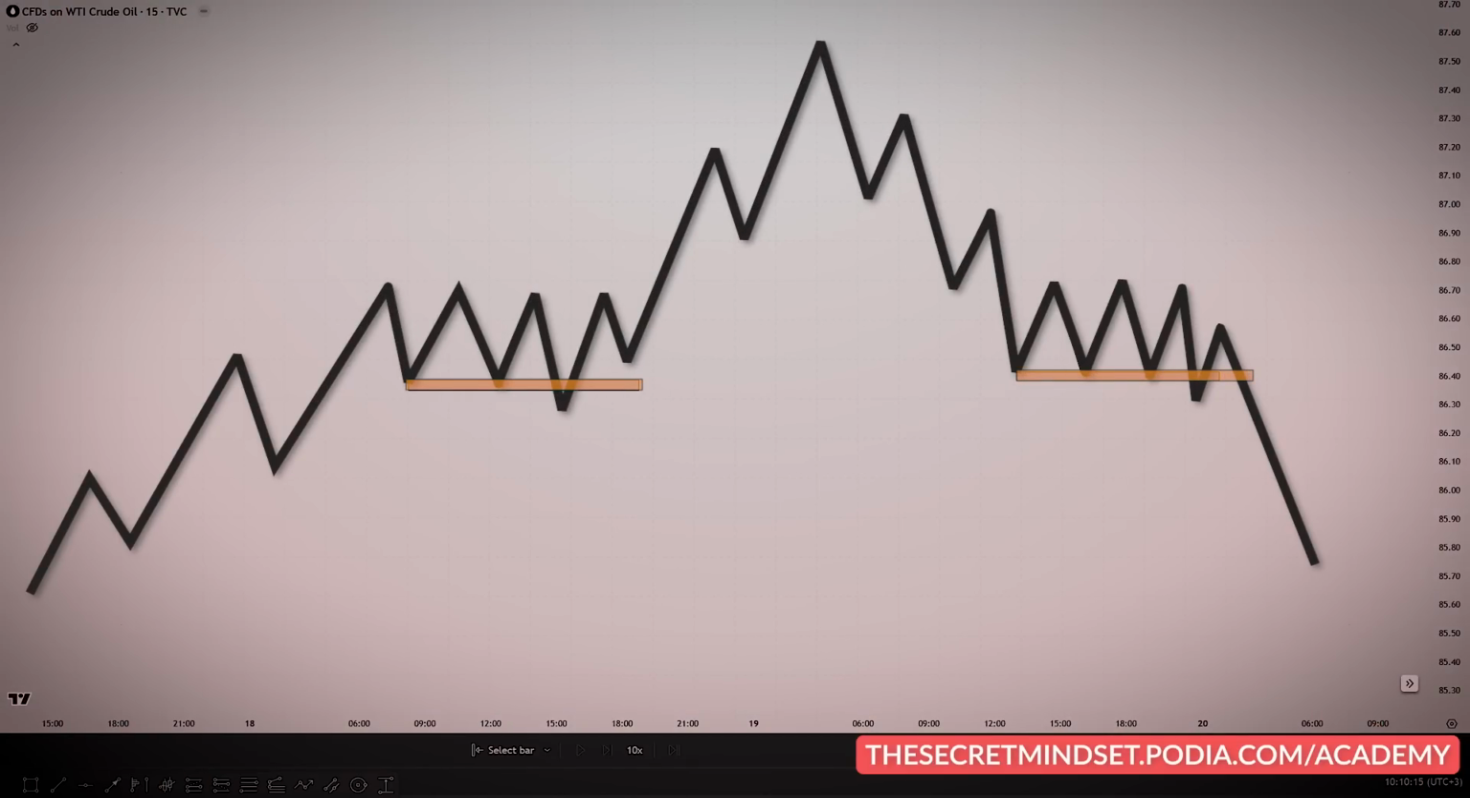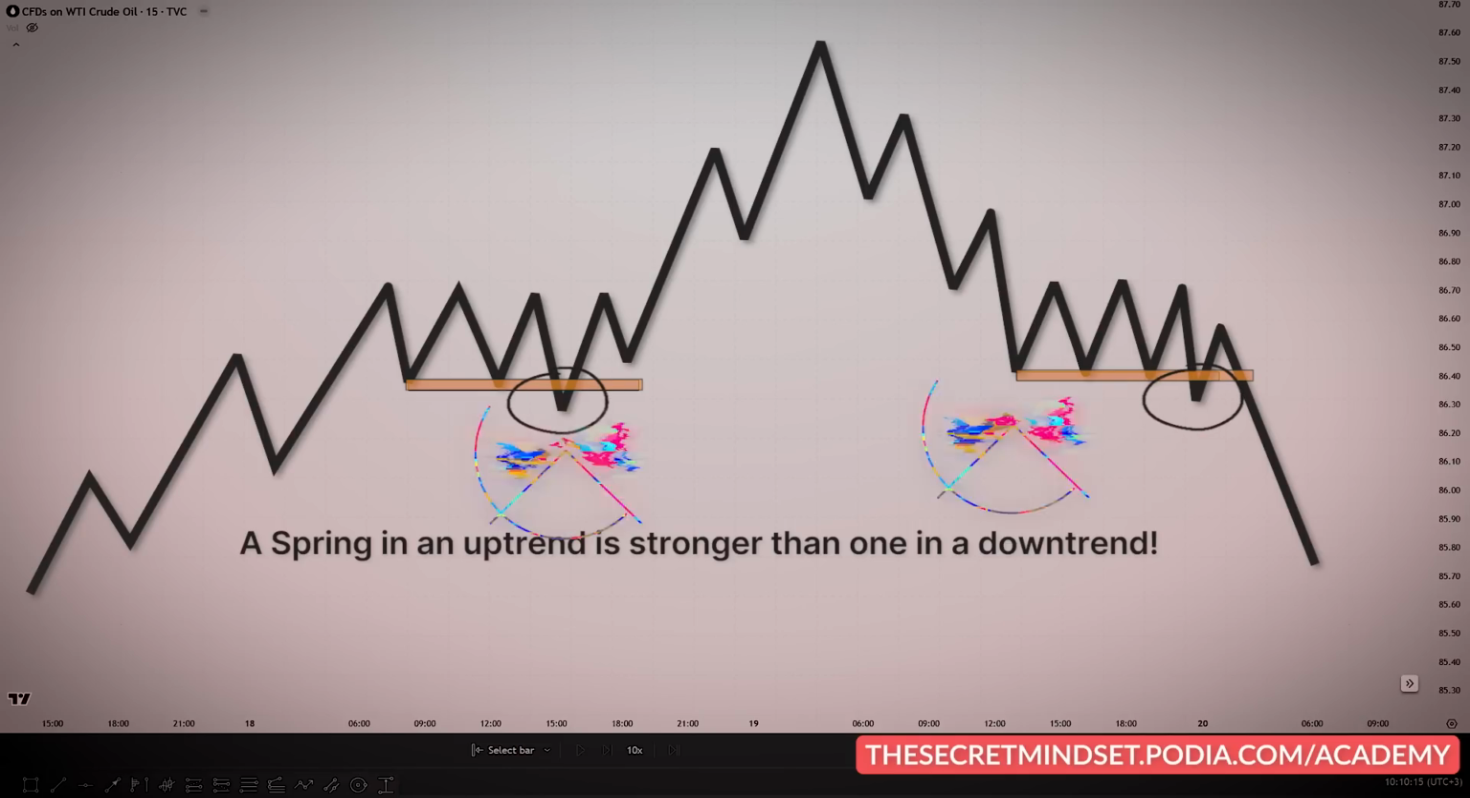You need to look at the bigger picture too. For springs, check if the overall trend is up. A spring in an uptrend is stronger than one in a downtrend. Look for signs of accumulation before the spring. This makes the pattern more likely to work.